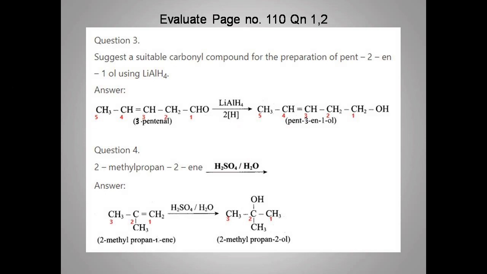In this evaluate first question, lithium aluminum hydride. Lithium aluminum hydride is always used for the reduction process. Reduction means addition of hydrogen. In pent-3-enal, in the aldehyde only we are going to add 2 hydrogens, the CHO. It concentrates only on CHO, just add hydrogen, we get pent-3-en-1-ol.